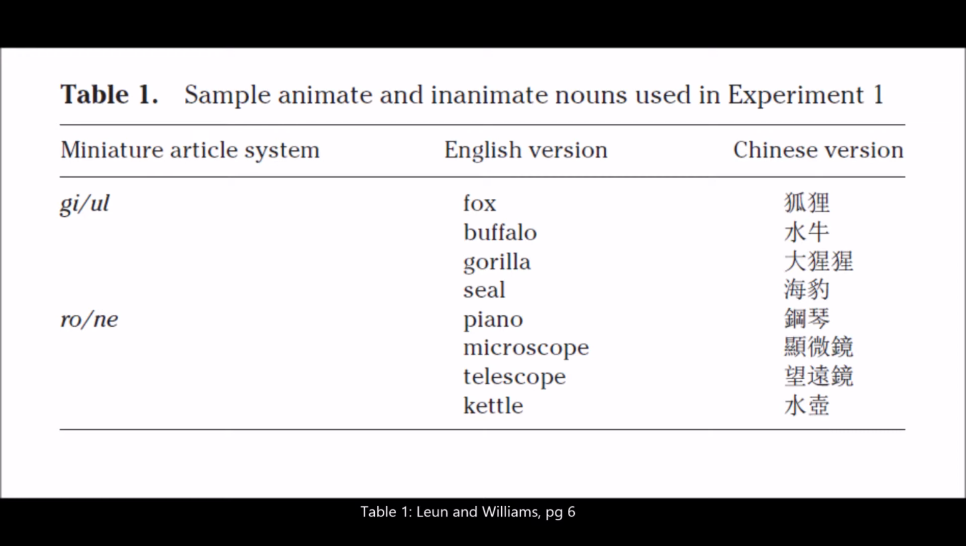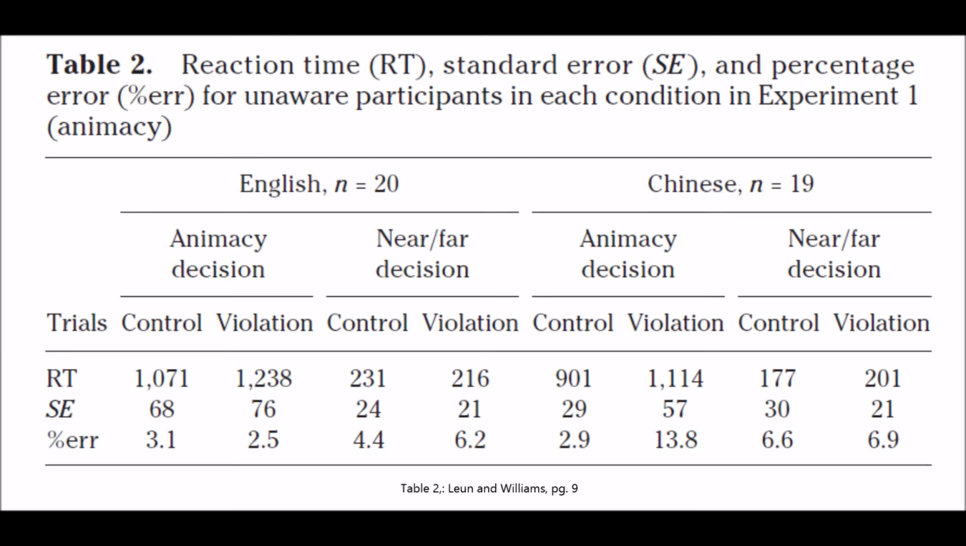The results. Both participating groups showed evidence of learning a mapping between articles and noun animacy. Table 2 shows the results here. As you can see, both Chinese and English subjects performed pretty evenly. Let's take a look at experiment 2.